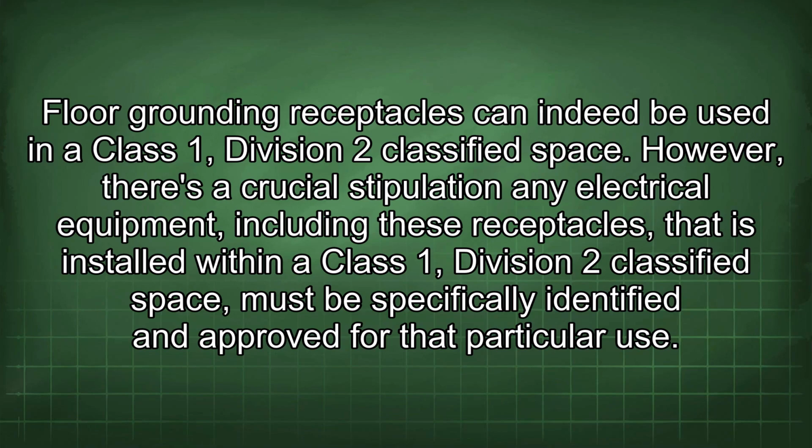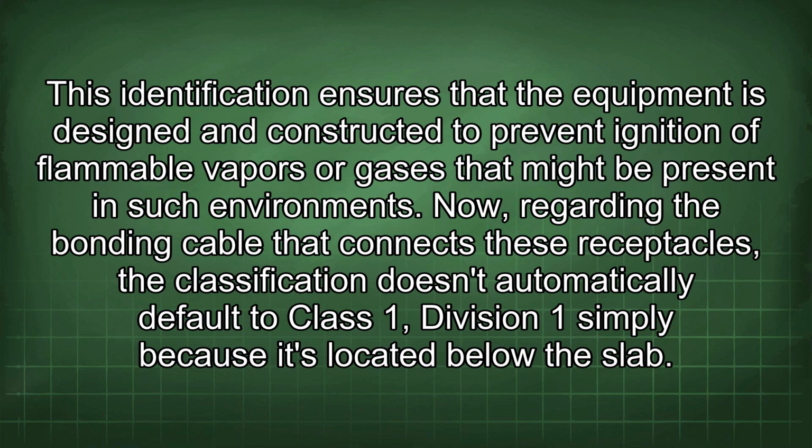Floor grounding receptacles can indeed be used in a Class 1, Division 2 classified space. However, there's a crucial stipulation: any electrical equipment, including these receptacles, that is installed within a Class 1, Division 2 classified space must be specifically identified and approved for that particular use. This identification ensures that the equipment is designed and constructed to prevent ignition of flammable vapors or gases that might be present in such environments.